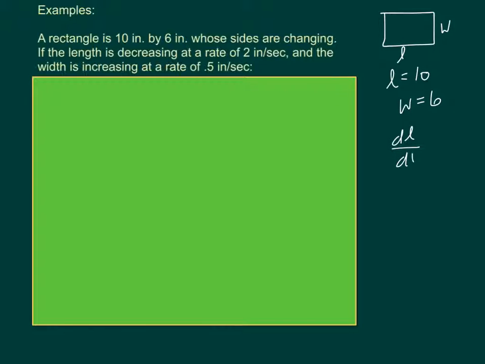dl dt is getting shorter, so that's going to be a -2 if it's decreasing. And the width is increasing at a rate of 0.5 or 1/2 inches per second. So our width is increasing, so that's a positive 0.5 per second.